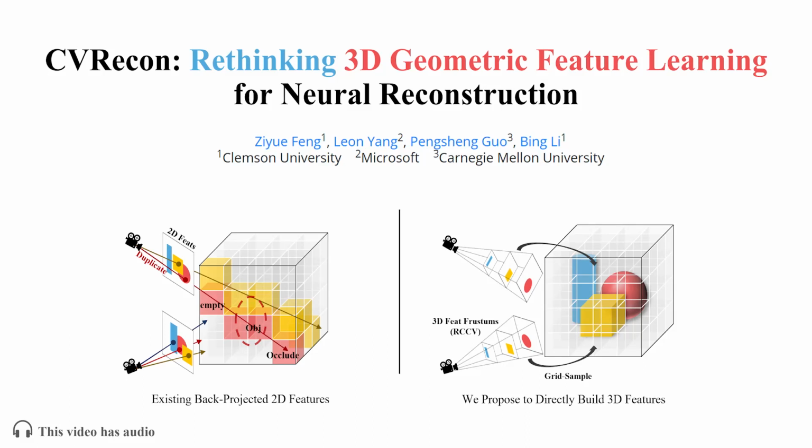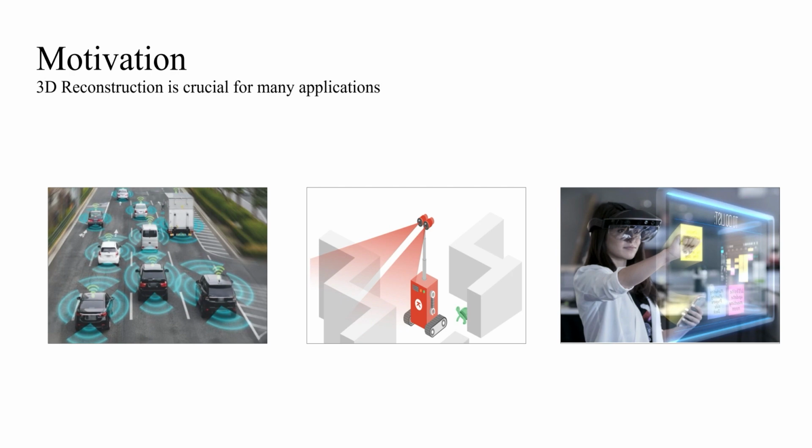Hello. We present CVRecon, Rethinking 3D Geometric Feature Learning for Neural Reconstruction. Monocular 3D reconstruction is a fundamental task in computer vision with wide-ranging applications.